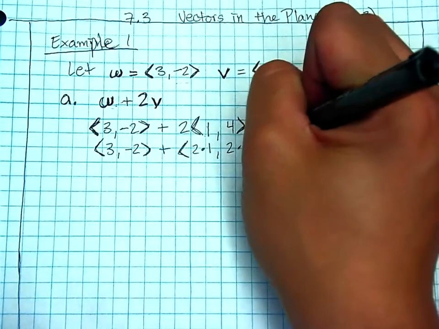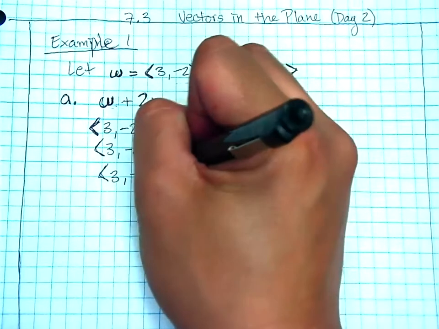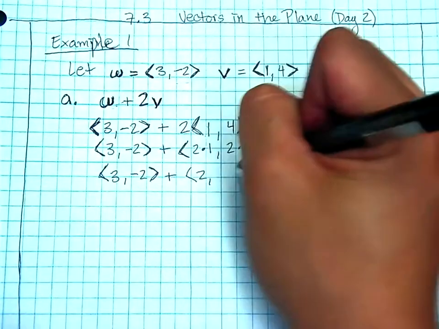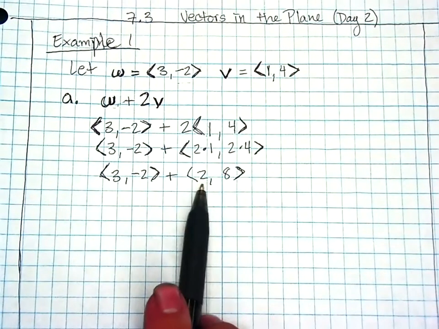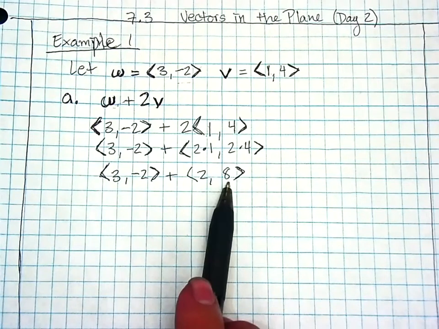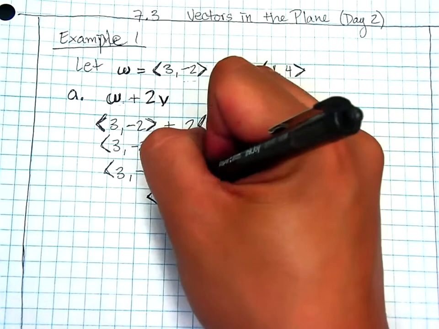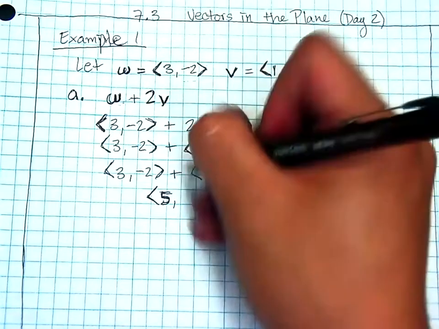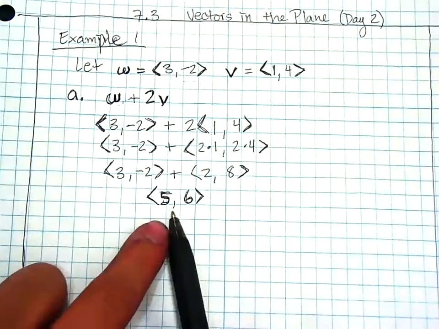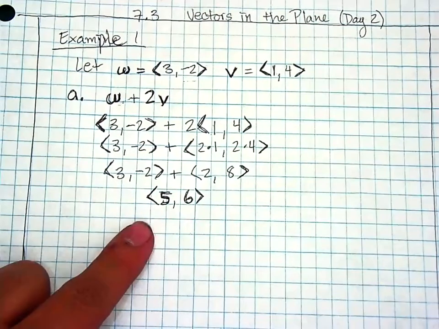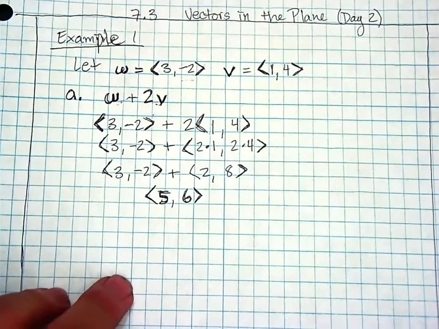Just want to make sure that we understand what's going on. 2 times 4, right there. And then, simplifying further, 3, -2, plus 2, 8. And now the way the addition is going to work is that we only add the first number with the first number, and then the second number with the second number. So our resulting vector, the component form of it, will be 5, 6. Okay? And what I've just found here is the component form of the resulting vector after we add these two vectors up here.